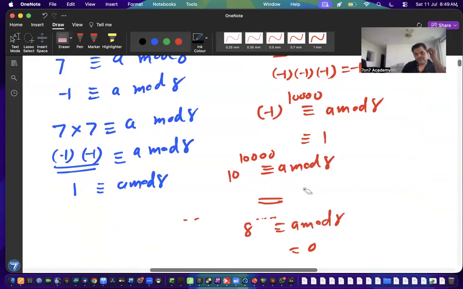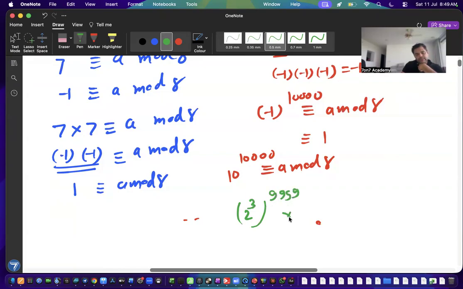This has to be divisible by 3. So you think this way: you have 2 raised to 10,000, and then you take 2 raised to 9999 into 2. Agree? Then that would be what? A mod 8. Agree? So this value is what? 8. This would give you 0, so 0 into 2 is 0 only. Agree? That means it has 8 as a factor. So you divide by it, that gets cancelled out, so there's no remainder. Agree? That way also you can think.